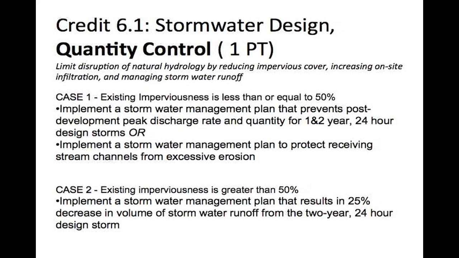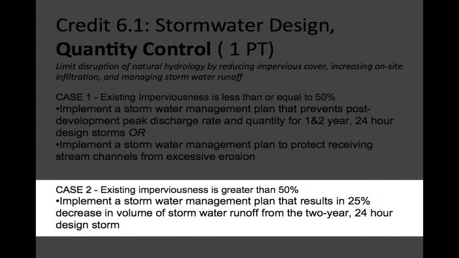Use the LEED NC reference guide for further details on post-development peak discharge rates and how to calculate the quantity for 1 and 2 year 24-hour storms. Although you should not need to know the formula to calculate stormwater discharge rates for the exam, it is important to understand the concept. If the existing imperviousness is greater than 50%, the project must implement a stormwater management plan that results in a 25% decrease in volume of stormwater runoff from the 2 year, 24-hour design storm.